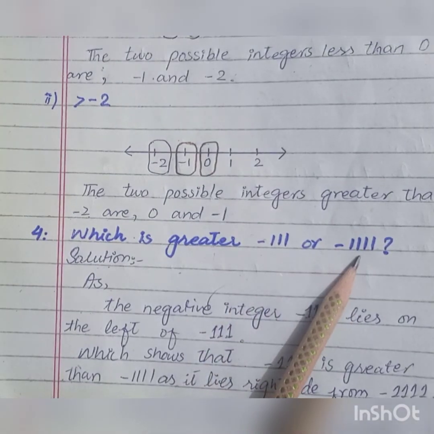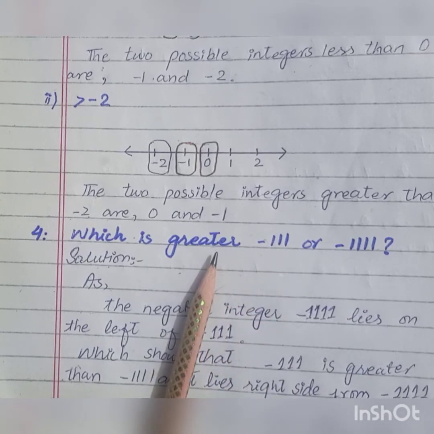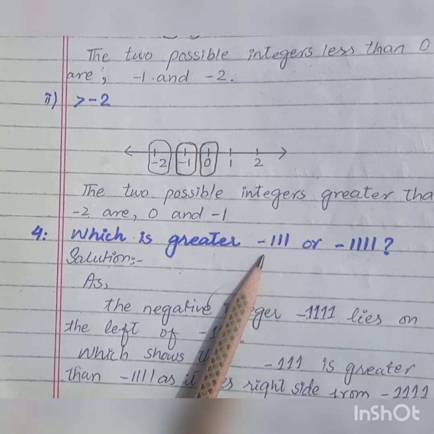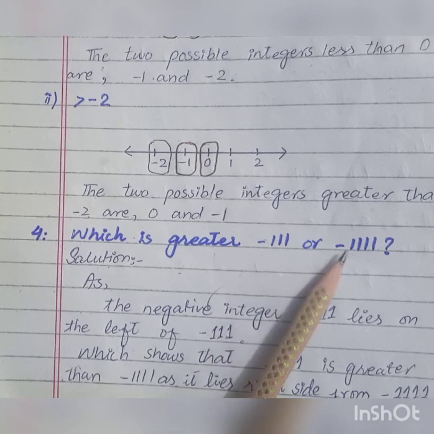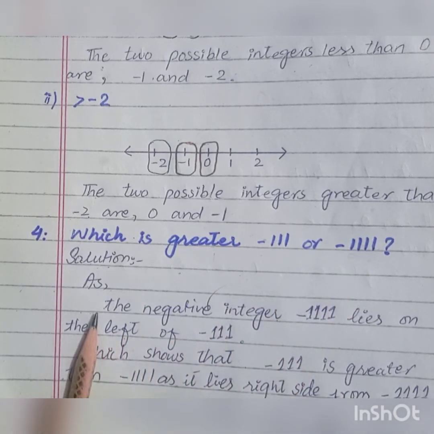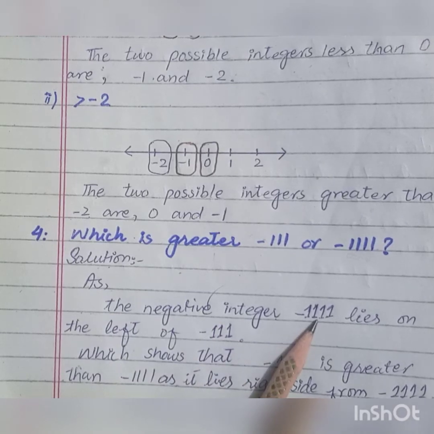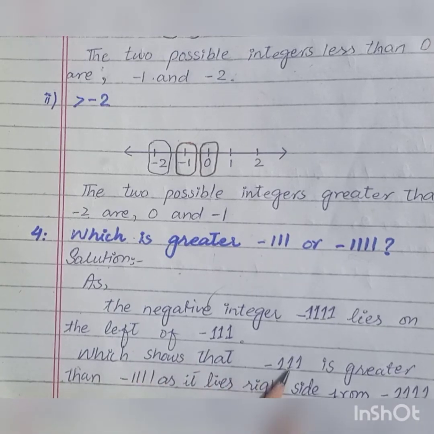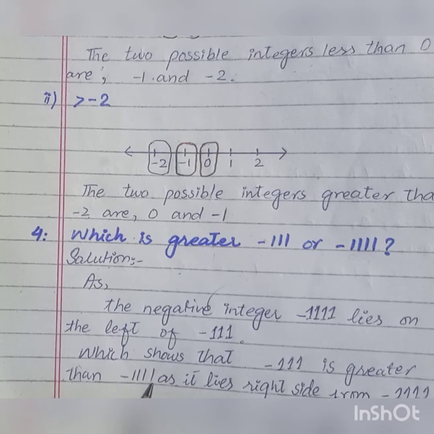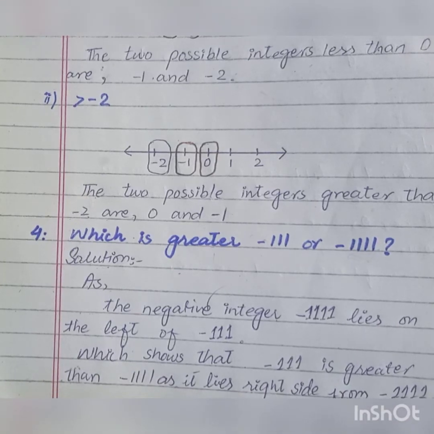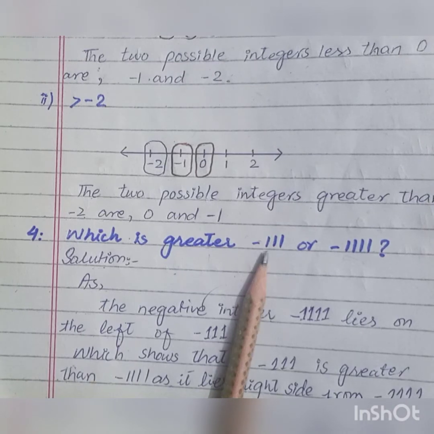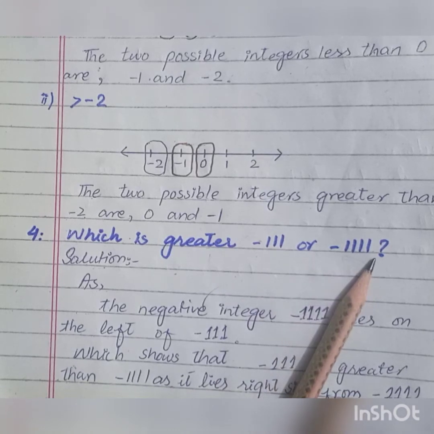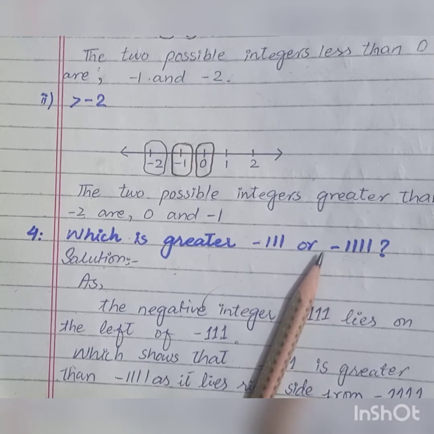Students, if we see, -1111 lies on the left side of -111. It means -1111 is less than -111, and also -111 is greater than -1111. So students, as the negative integer -1111 lies on the left side of -111, which shows that -111 is greater than -1111 as it lies on the right side from -1111. Students, as -111 lies on the right side according to -1111, and -1111 lies on the left side.